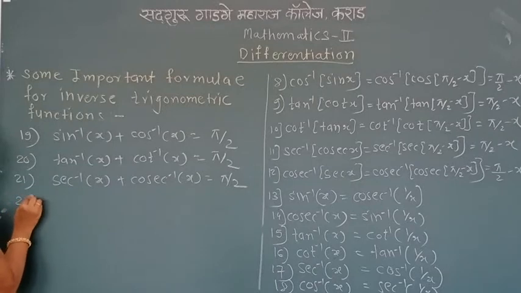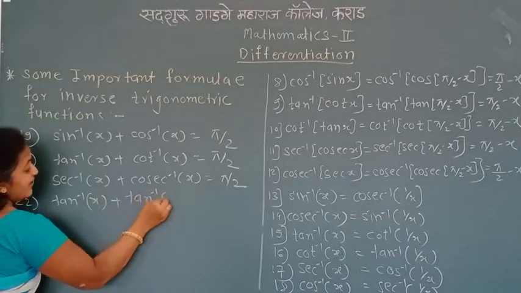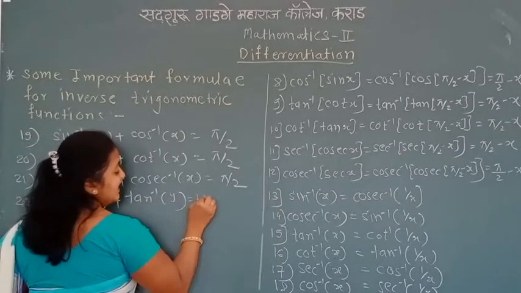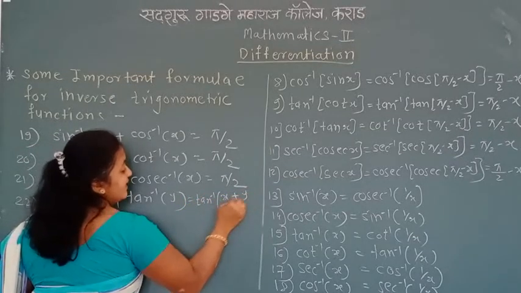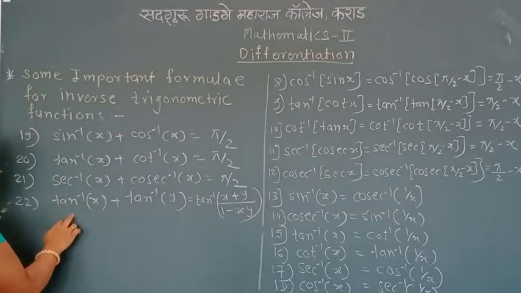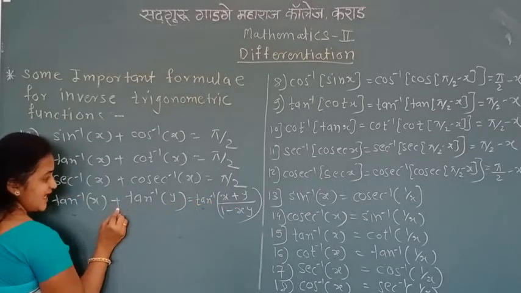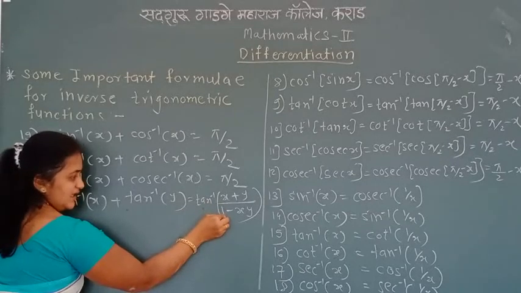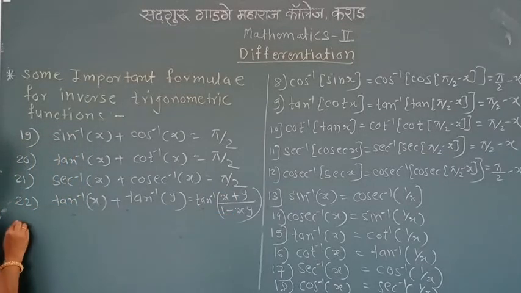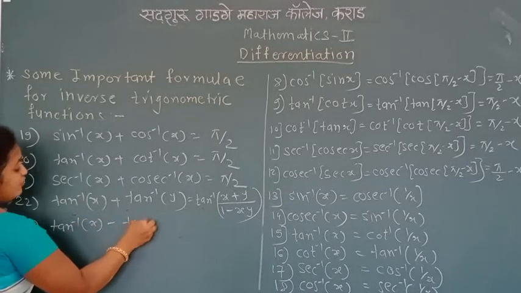And last, 22: tan inverse of x plus tan inverse of y. We can write tan inverse of x plus y divided by 1 minus x multiply y. Tan inverse of x plus tan inverse of y, we can write as a single tan inverse of x plus y, because here is a plus sign, divided by the compulsory denominator containing 1 minus. Here is a plus sign, so here there will be a minus sign, x multiply y. And 23: formula for tan inverse of x minus tan inverse of y.